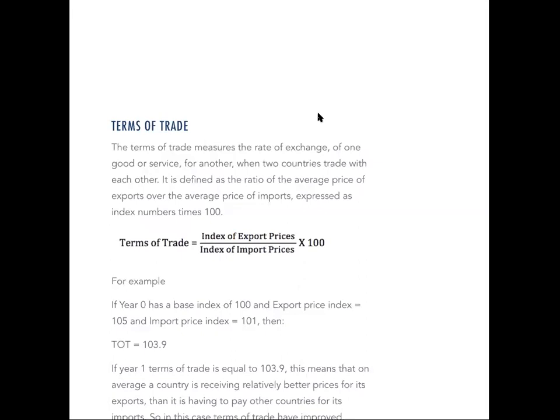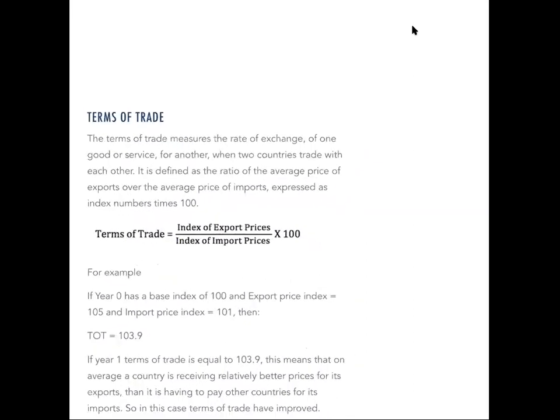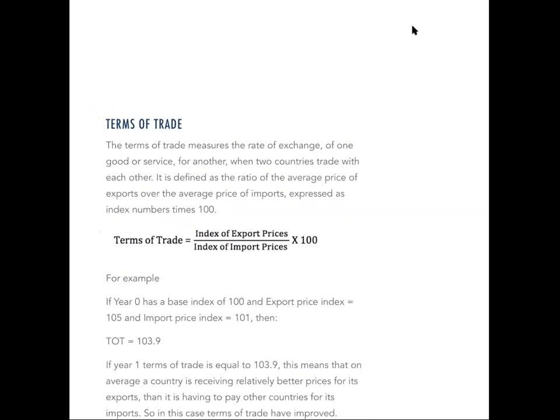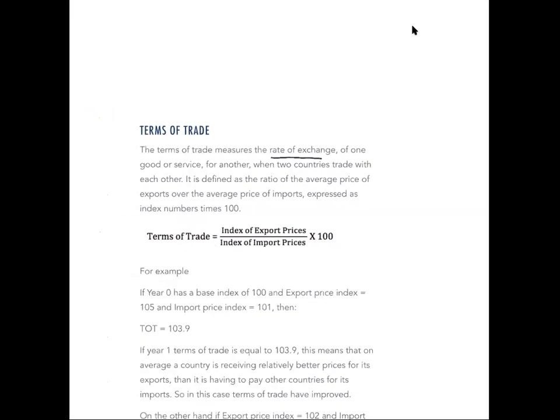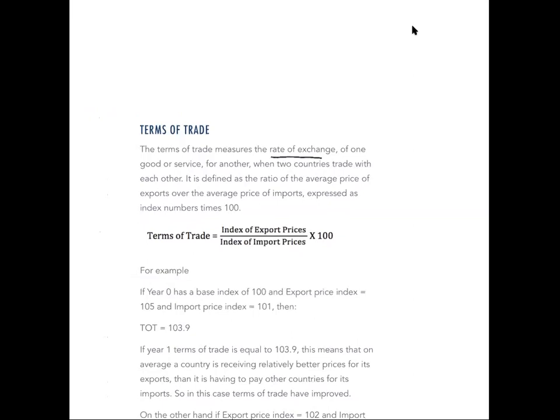Okay, so today we discuss what we call terms of trade. What is terms of trade? Terms of trade is simply the rate of exchange. In other words, it's the ratio of the average price of exports over the average price of imports expressed in index form. So if you look at the simple formula, it's simply export prices over import prices times 100.